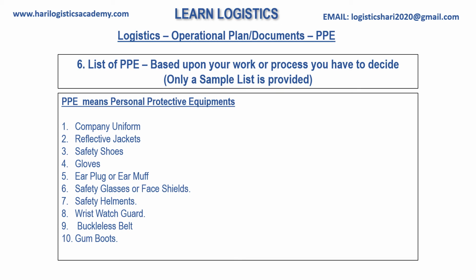5 is ear plug or ear muff. 6 safety glasses or face shields based on the requirements. 7 is safety helmets. 8 wristwatch guard. 9 buckleless belts. 10 gumboots, all based on your working atmosphere and environment.